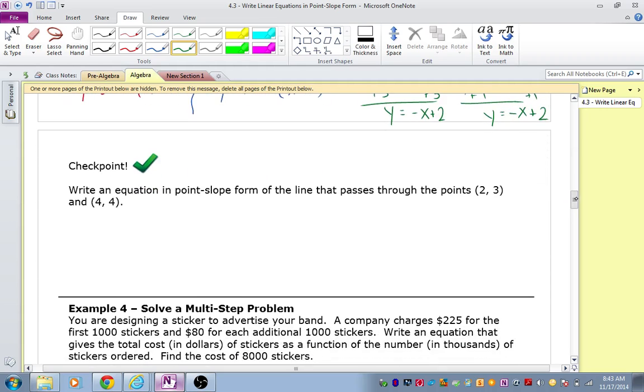On the next page, you'll find a checkpoint, just like example 3. Please complete this, and then hit play when you're done. Once again, we will check these 3 checkpoint questions at the beginning of class tomorrow.